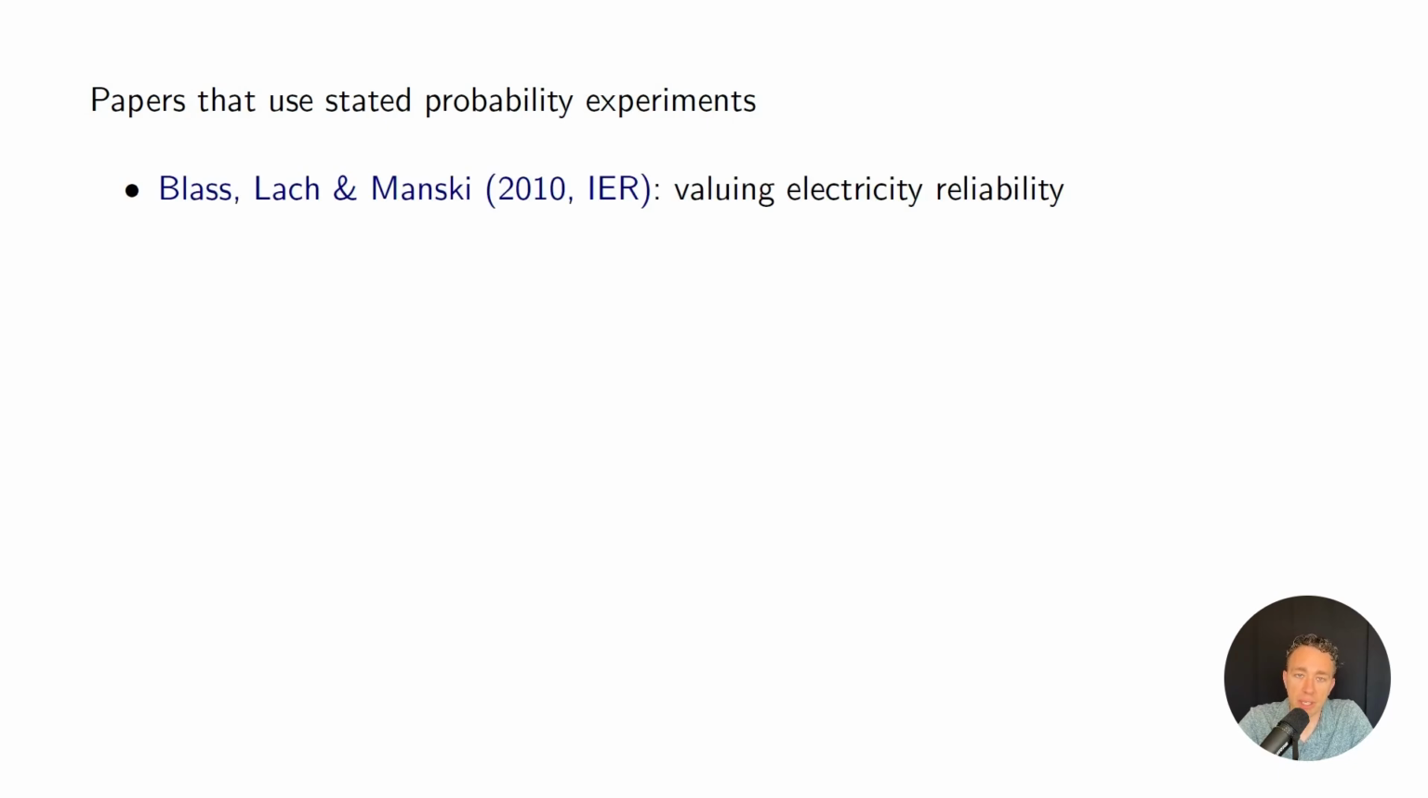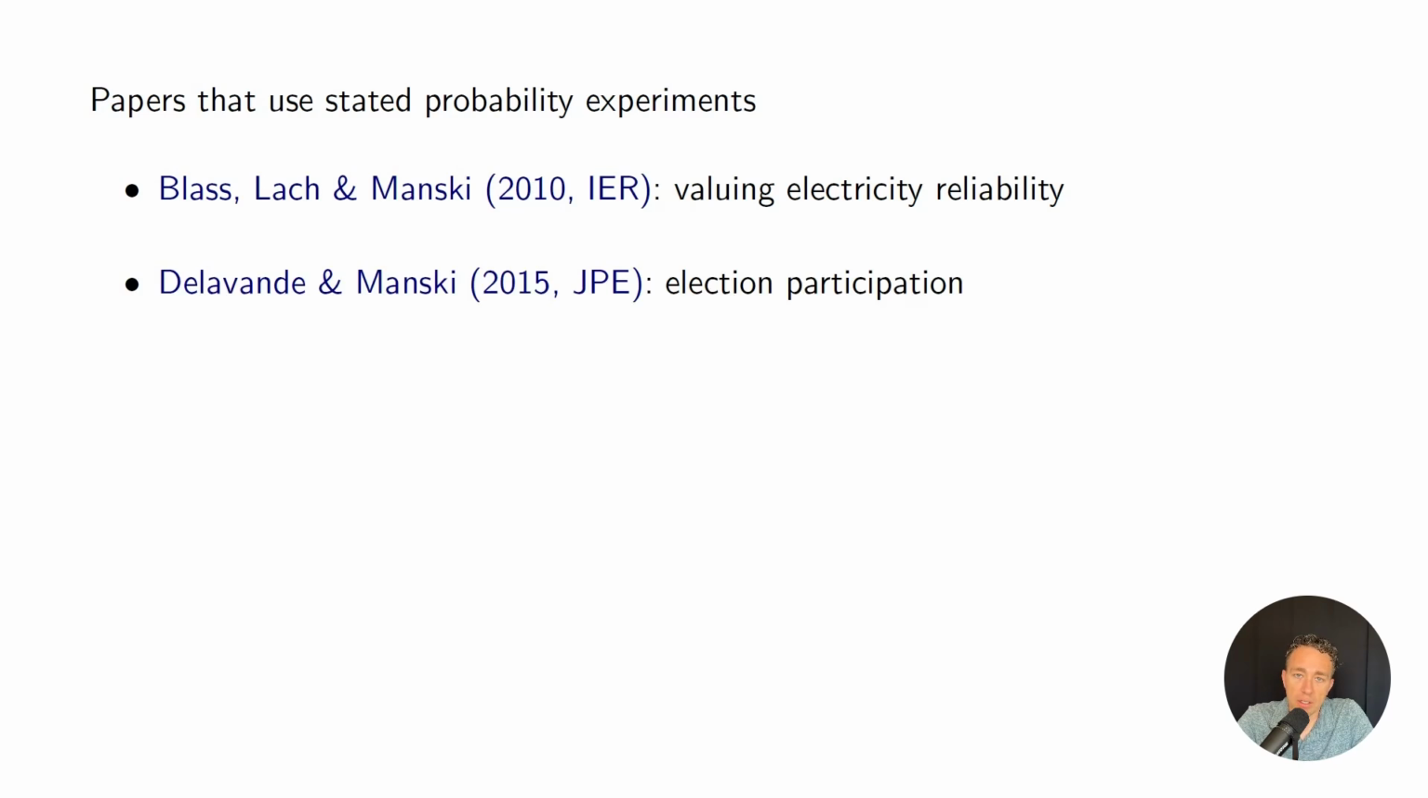This method of doing the stated probabilistic choice is fairly well established by now. This paper in 2010 by Blaslock and Manski kind of kicked it off. They looked at how people value the reliability of electricity. And then Delavande and Manski wrote a follow-up paper talking about electoral participation. Wiswall and Zafar have several papers along these lines. Some of them look at college major choice. This one is looking at job choice.